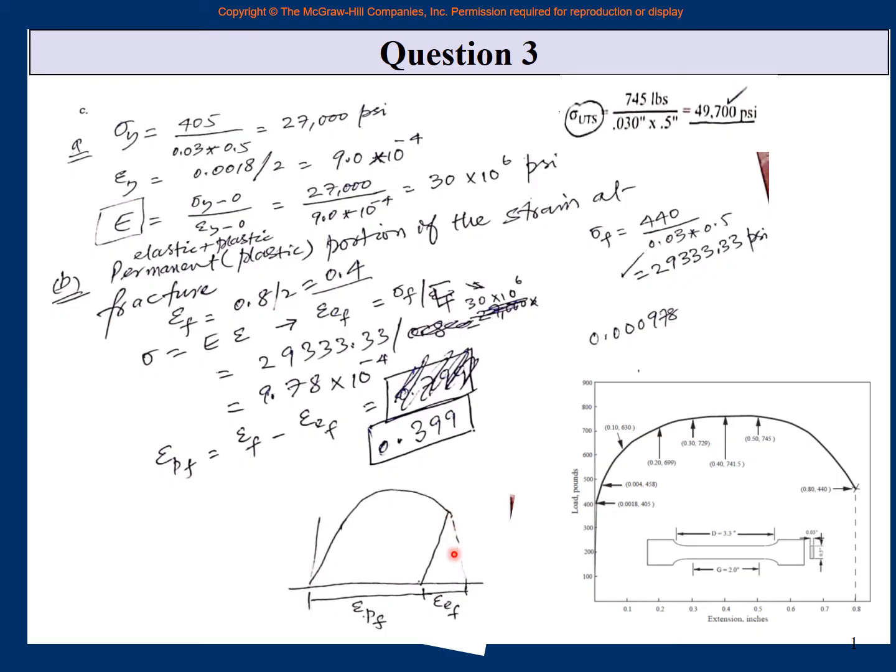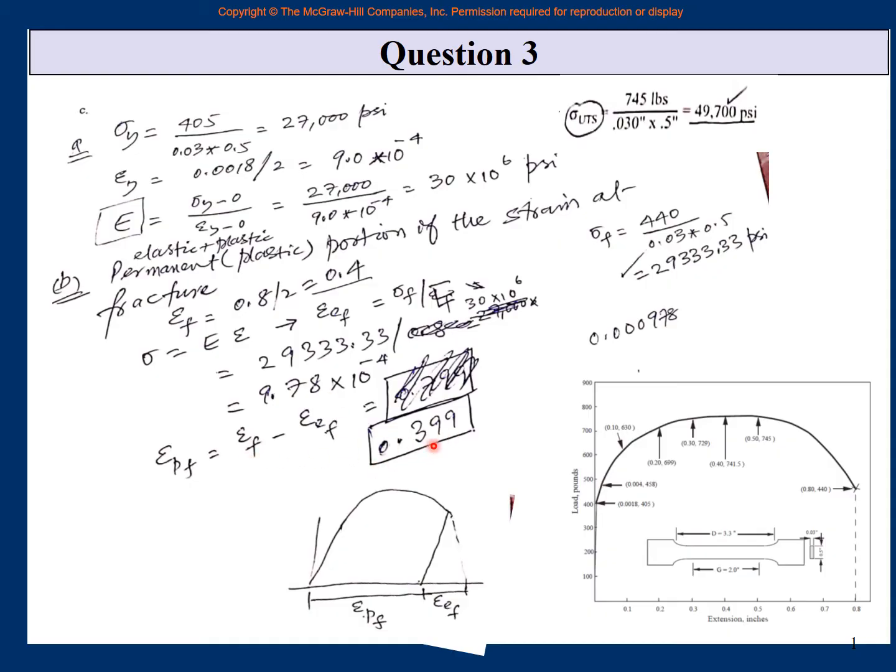The total strain is the elastic strain plus the plastic strain. And the elastic strain is found by the straight line equation sigma is equal to E epsilon. So that was 9.78 into 10 raised to minus 4. So of course the plastic part is simply the total strain here minus the elastic part. The total strain was 0.4 and this is this one. So this minus this becomes 0.399.